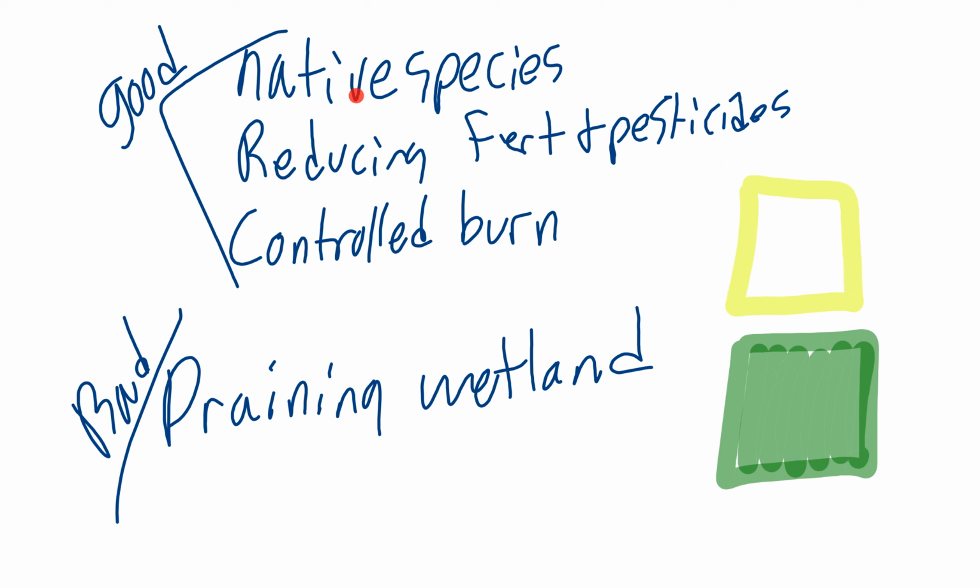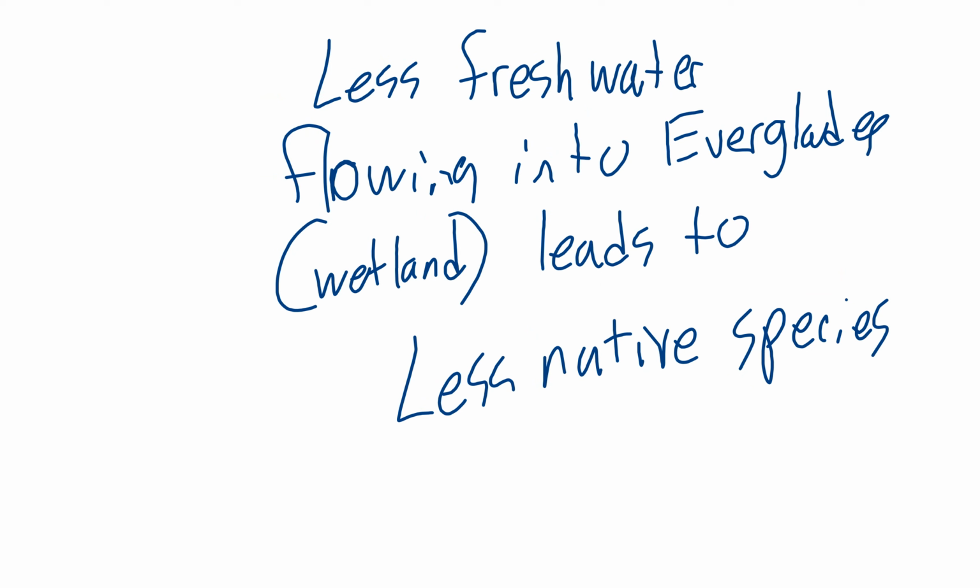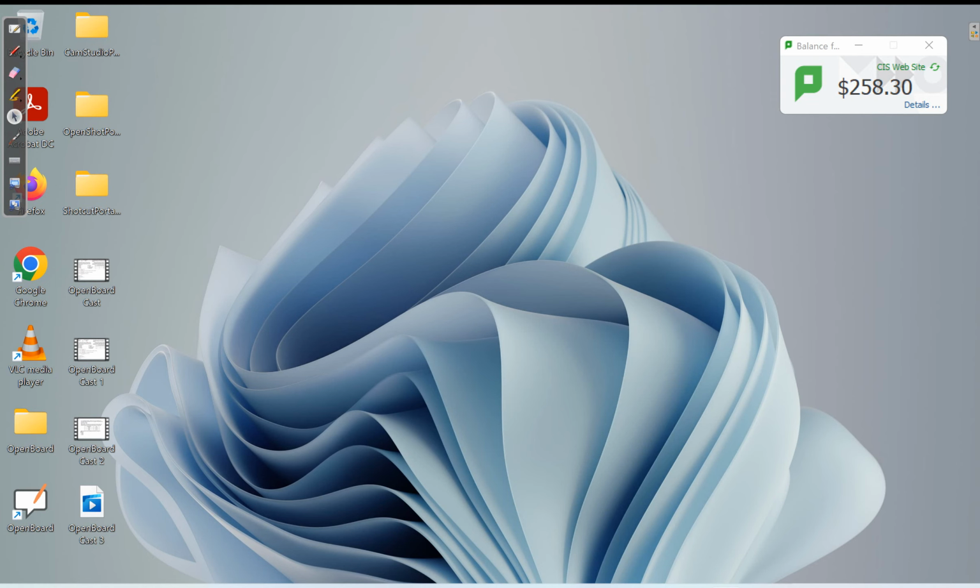All right, native species, reducing fertilizer use, pesticide use, controlled burns, all of these are good things. They are good for the environment. Draining wetlands are bad. Okay, just try to avoid it at all costs. Less freshwater flowing into the Everglades leads to less native species. Now, what is the Everglades?